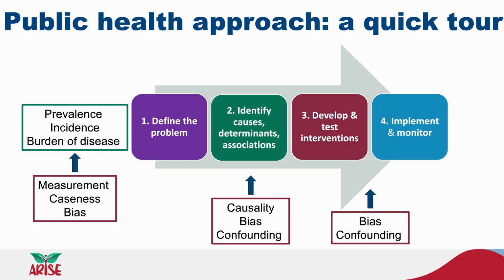Bias and confounding do crop up everywhere and also make an appearance in steps 3 and 4 of the approach. Always keep these concepts in mind. So, this is a very brief overview of some key epidemiological concepts and where they fit into the public mental health approach. I hope this has whet your appetite a bit for more epi. These concepts do become clearer as we dive into the epi literature.